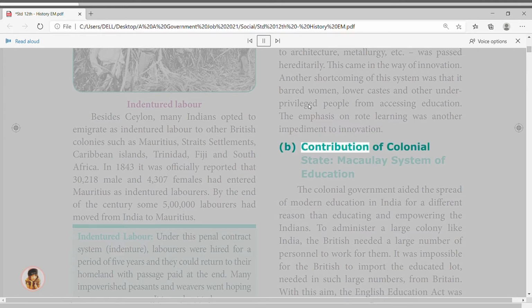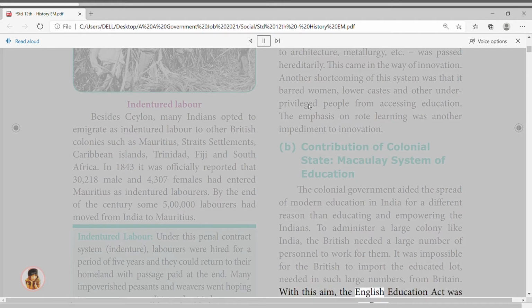B. Contribution of colonial state, Macaulay system of education. The colonial government aided the spread of modern education in India for a different reason than educating and empowering the Indians. To administer a large colony like India, the British needed a large number of personnel to work for them. It was impossible for the British to import the educated lot needed in such large numbers from Britain.